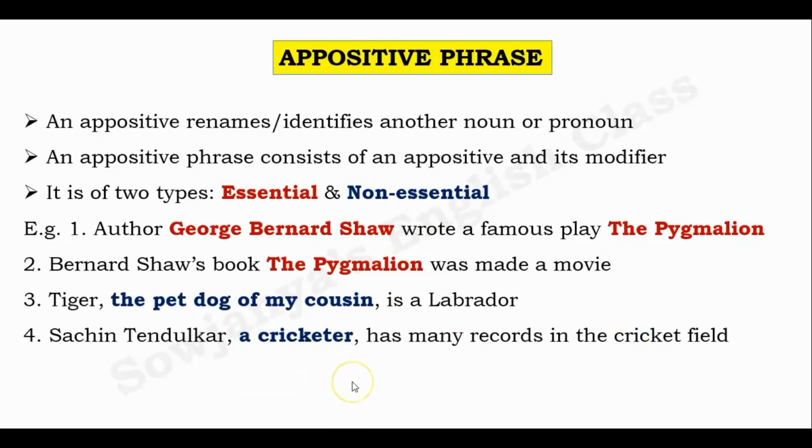Sachin Tendulkar, a cricketer, has many records in the cricket field. We all know who Sachin Tendulkar is. Even if somebody doesn't know him, from Sachin Tendulkar has many records in the cricket field, anybody can obviously know that he belongs to cricket and he might be a cricketer. So here the phrase a cricketer becomes non-essential.